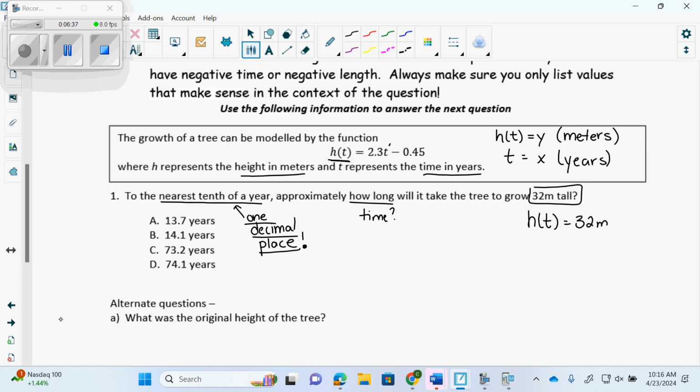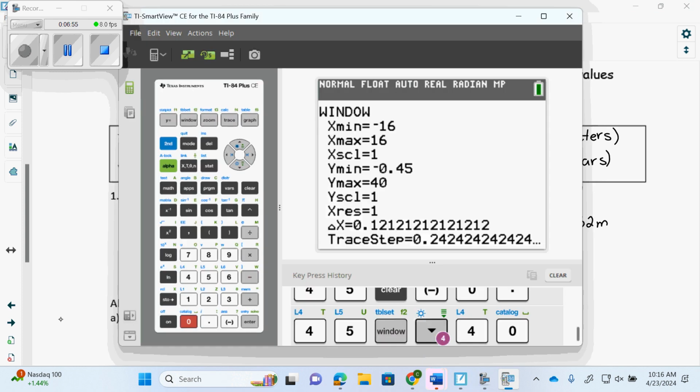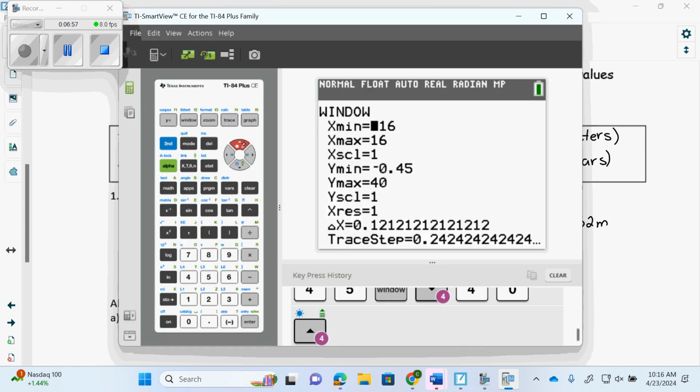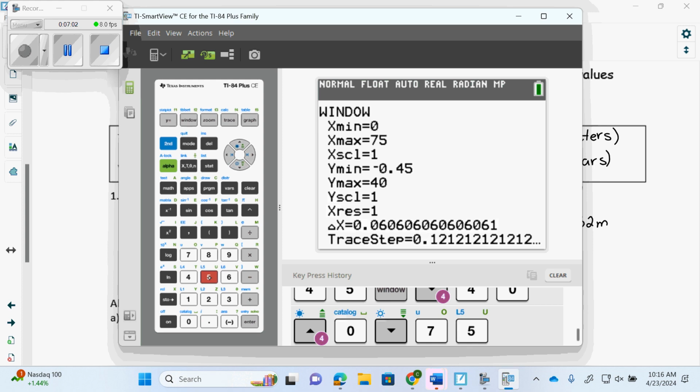What do I know? It's going to have to be smaller than 74.1 years. There's no other options, correct? Now, what if it's 14.1? Cool. It still exists in my window, right? What if it's 73.2? It still exists in my window. So I'm going to go to my window. I'm going to make my x minimum be 0 because of time. And I'm going to make my x max be 75, because then it covers every single answer that's in the multiple choice. You see what I'm saying? You can use those answers to help you out. So then we press graph.